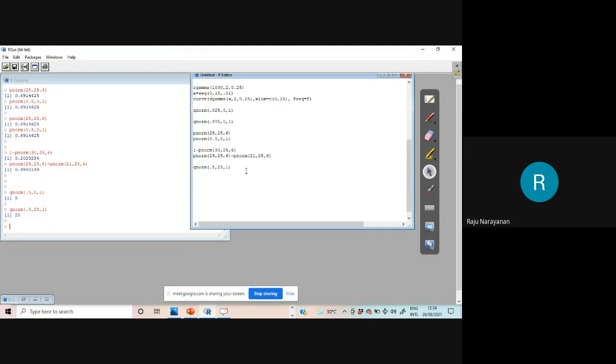Normal and t. Suppose you take x equal to a sequence, let it be -5 to 5 at an increment of 0.1. Then curve dnorm of x, standard normal I am taking. That is enough actually. If you want, you can give color equal to red. Okay, now let us see. All commas are correct.